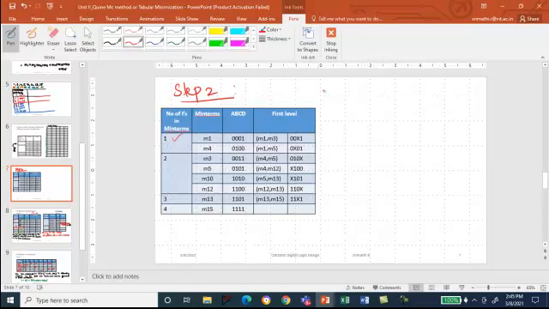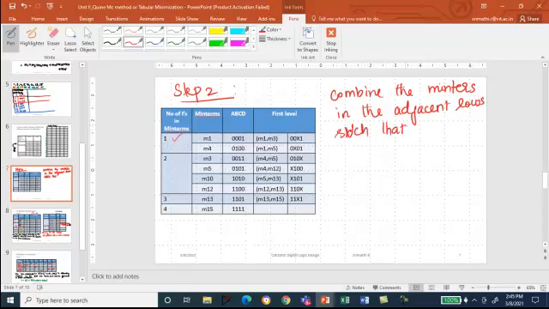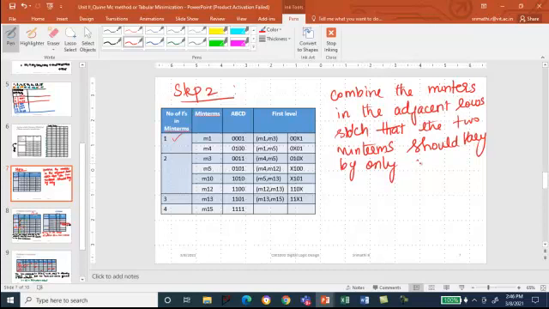So step 2 is nothing but combining the minterms in the adjacent row such that the two minterms that we are combining should vary by only one variable. Only one variable. How can we do this combination?